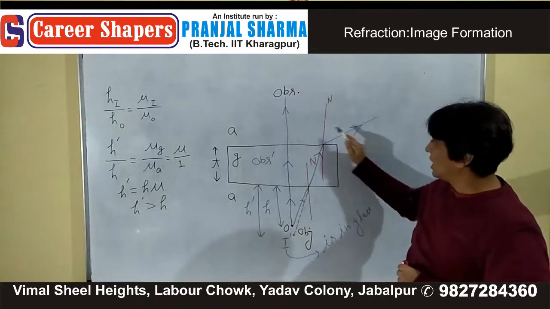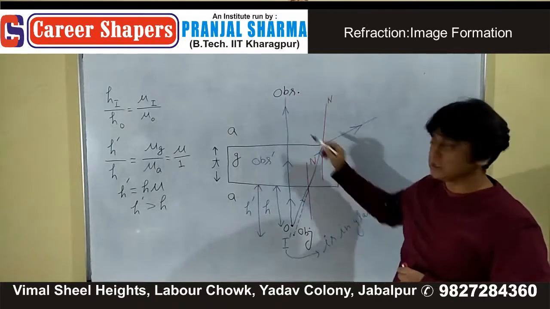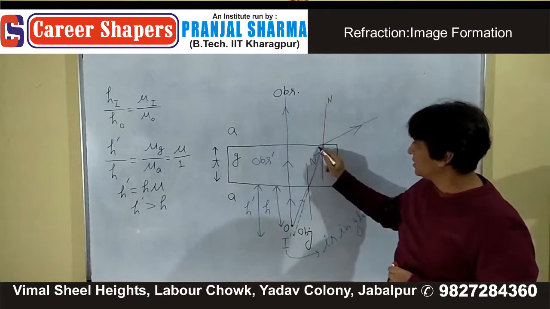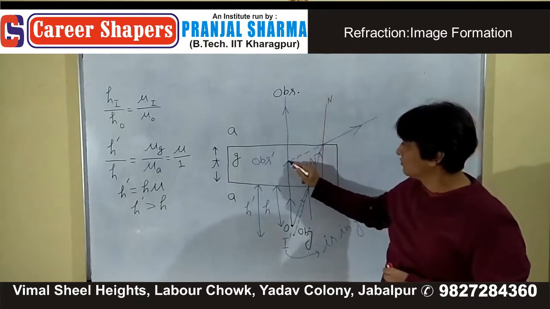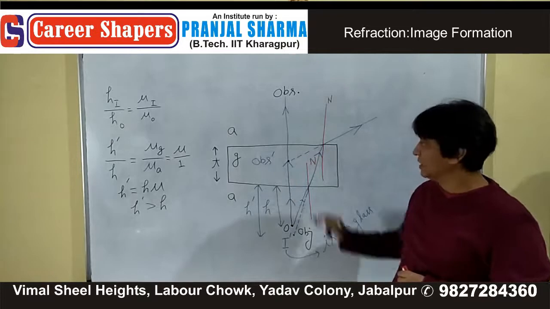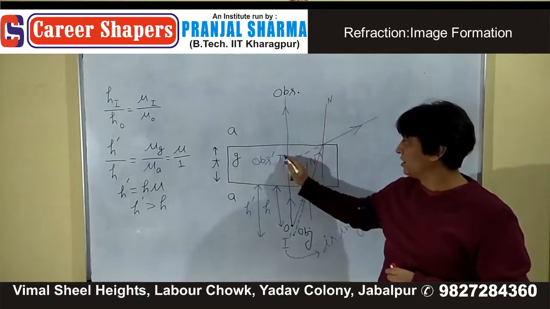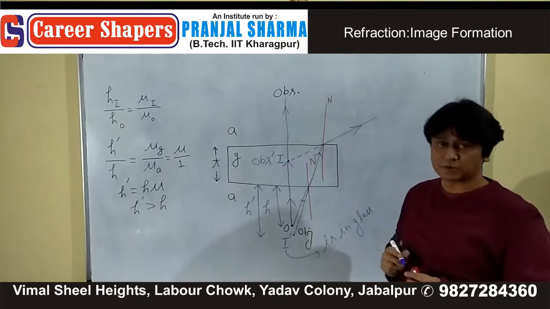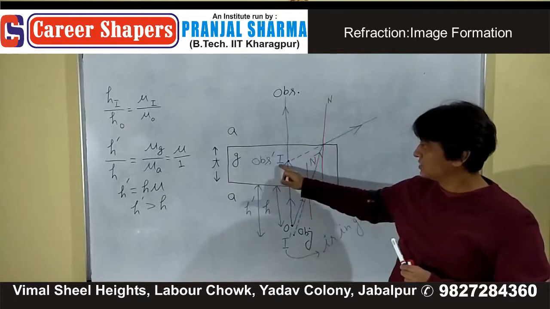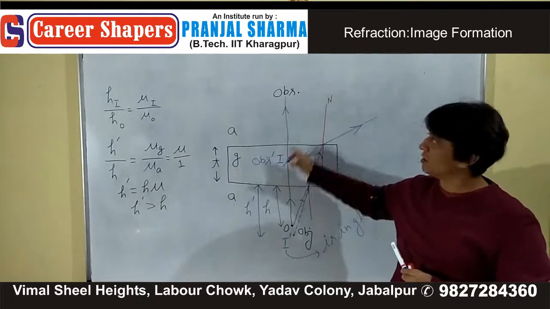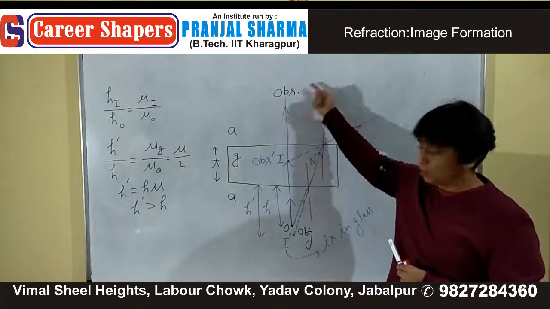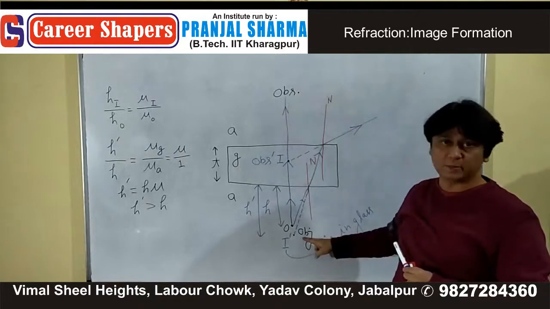Now, these two rays, they meet somewhere here. This is the final image which forms. This image is what the observer sees of your initial object.